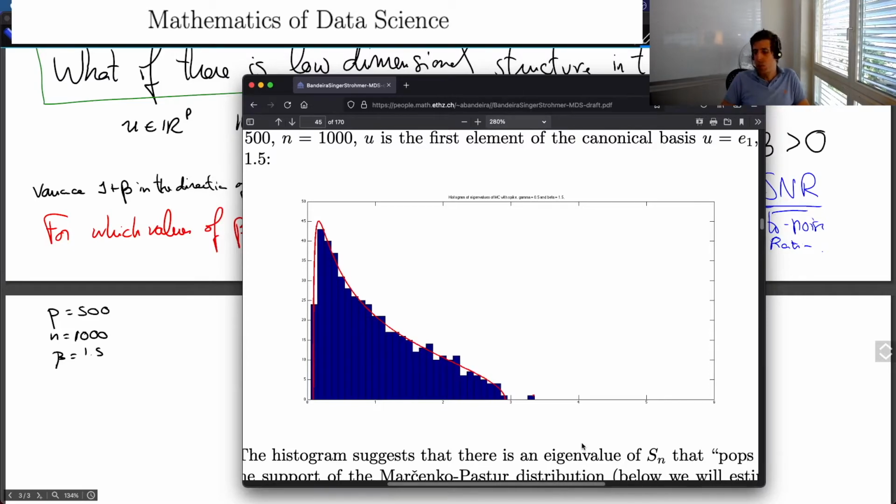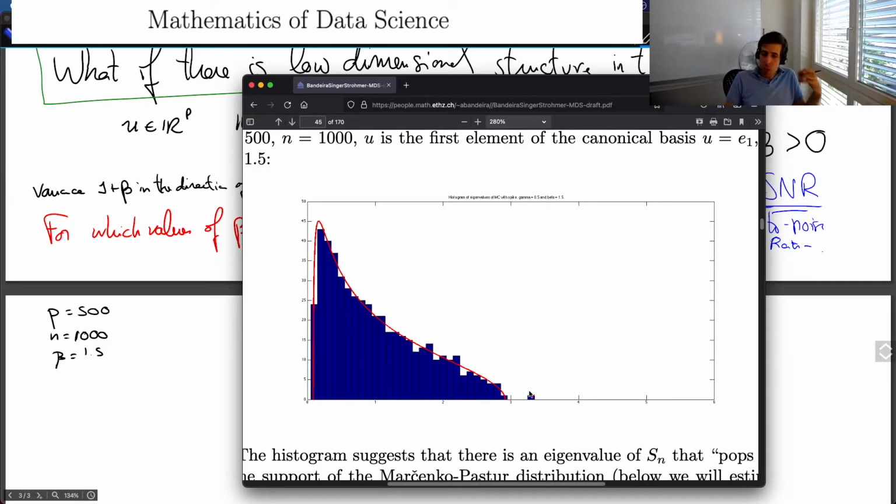There's something interesting going on. If we were to do PCA to one dimension, we would get the right dimension. There is indeed a bigger eigenvalue here. We would have to argue that the eigenvector also correlates with u. We'll do that in a second. But at least it sees that the data is one-dimensional. There's something that pops out of the support. Also interesting is that the strength of the signal was 1.5, so it should have been buried somewhere over here, but somehow it gets pushed and it's now outside.